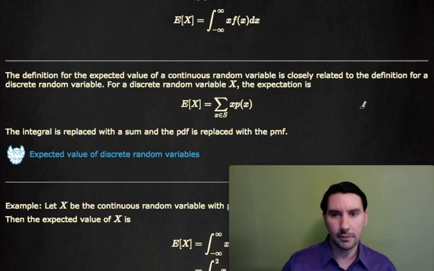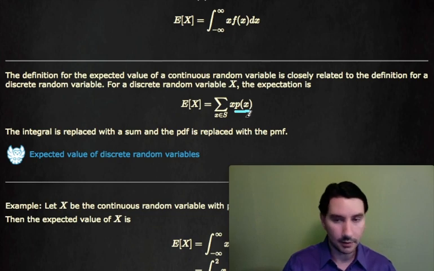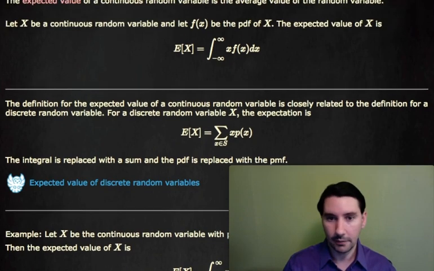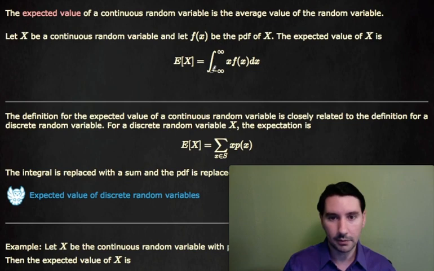So for discrete random variables, just as a reminder, if a discrete random variable X has PMF p(x), then the expected value of X is just the sum over all points on which X has positive probability of x times p(x). And if we replace the sum by an integral and p(x) by f(x) dx, we would end up with the formula for a continuous random variable.